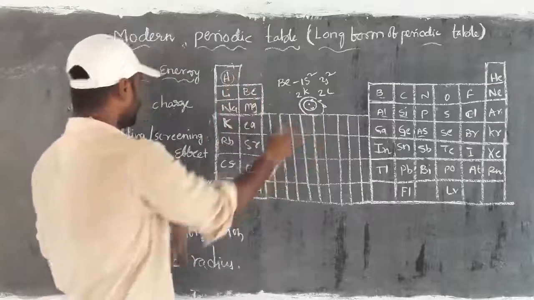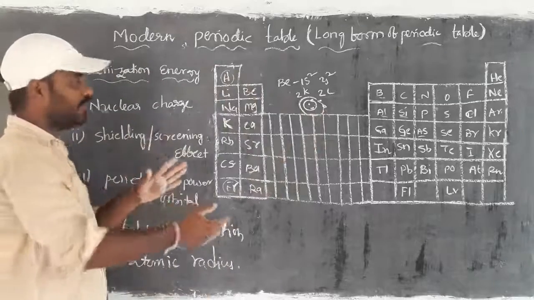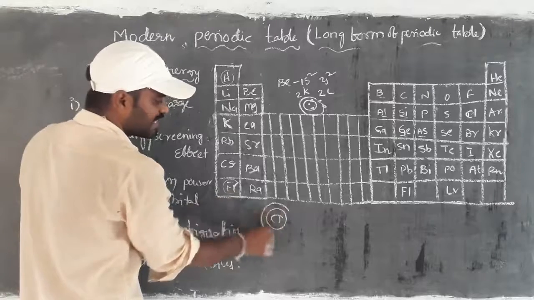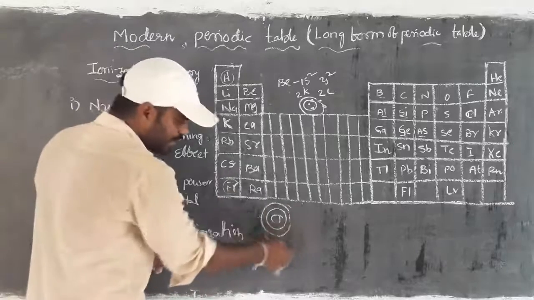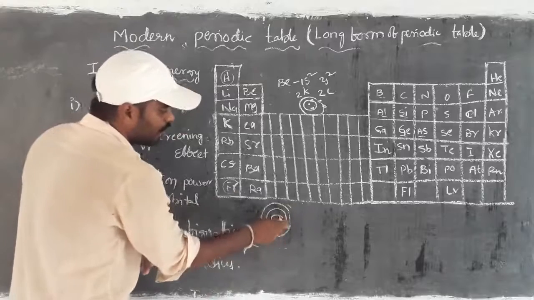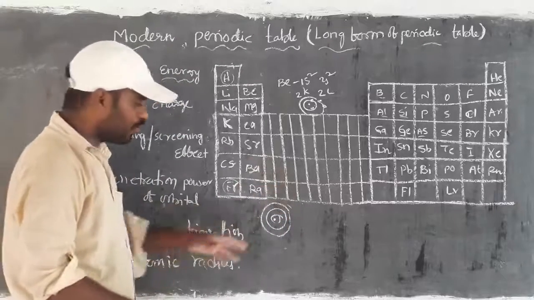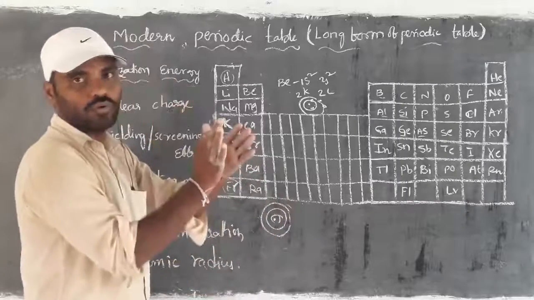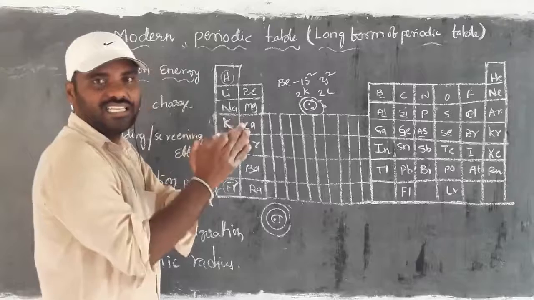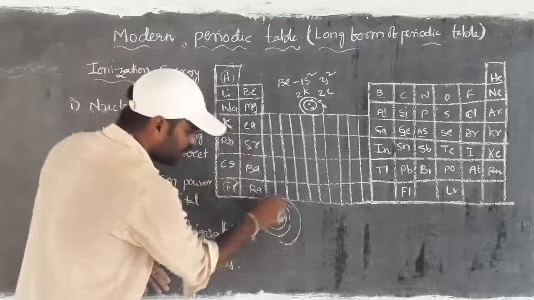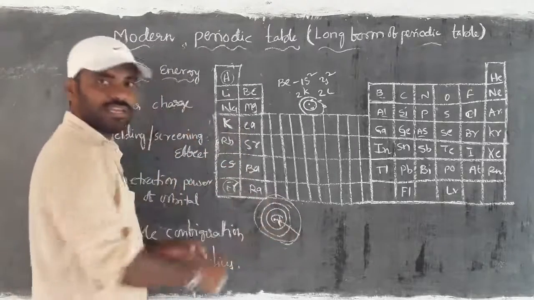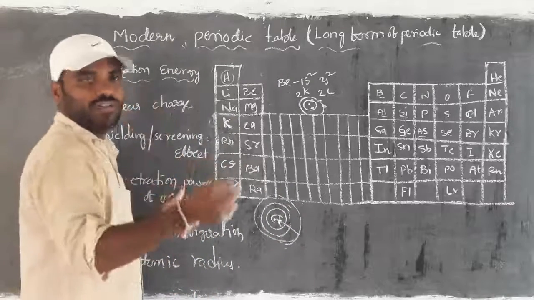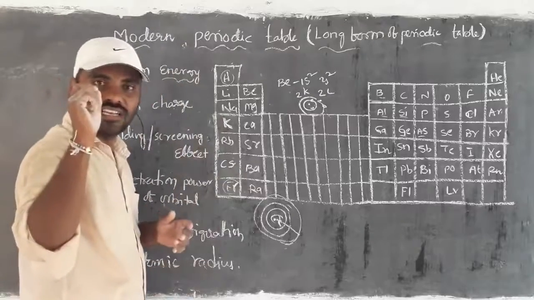Ultimately, when we have more shielding, if you take cesium or francium, we have almost 7 orbits. On the 7th orbit, the nuclear attraction is very, very less, because the first, second, third, fourth, fifth and sixth orbits all shield the attraction force. Therefore, the 7th orbit electrons do not get proper attraction by the nucleus. So if shielding effect is more, the ionization energy value is less.